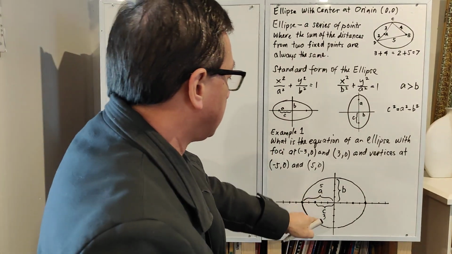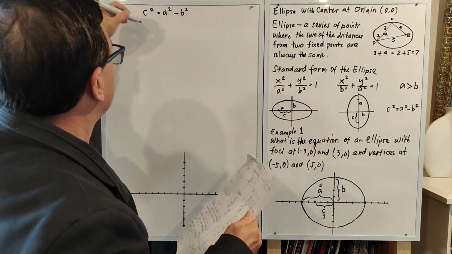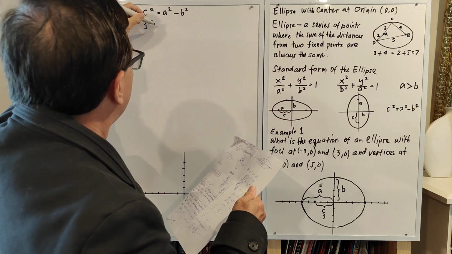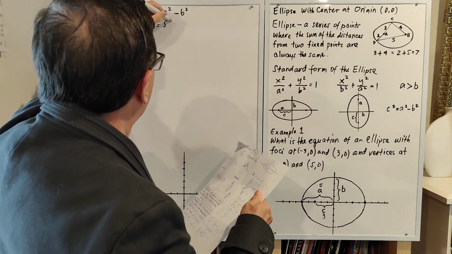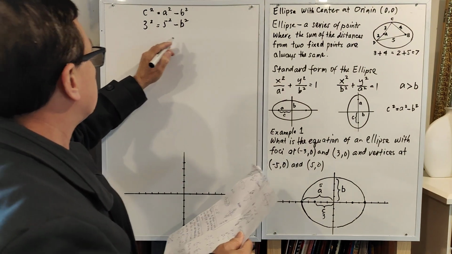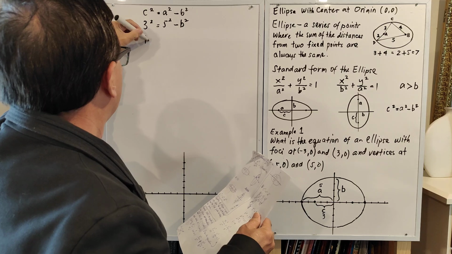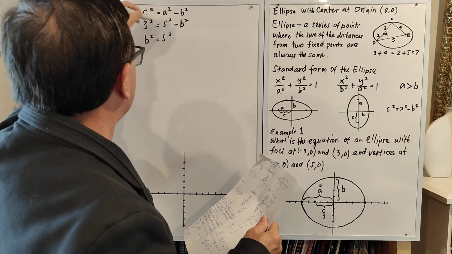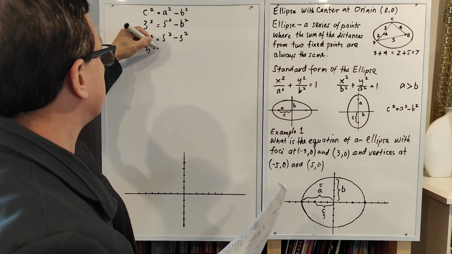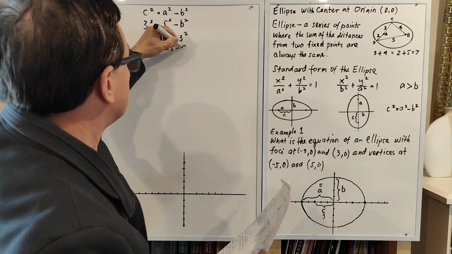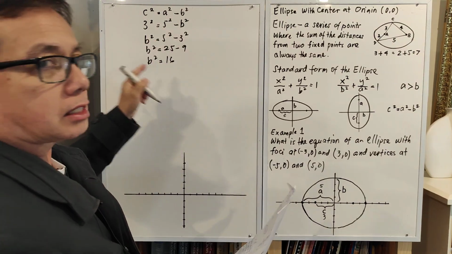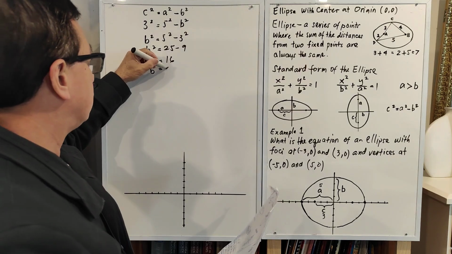So substituting our values, we have 3 squared is equal to 5 squared minus B squared. Transposing, B squared is equal to 5 squared minus 3 squared. So B squared is equal to 25 minus 9. B squared is equal to 16. Taking the square root of both sides, B is equal to 4.